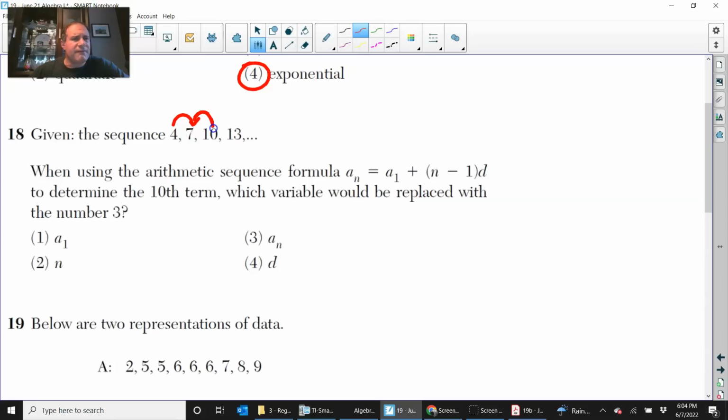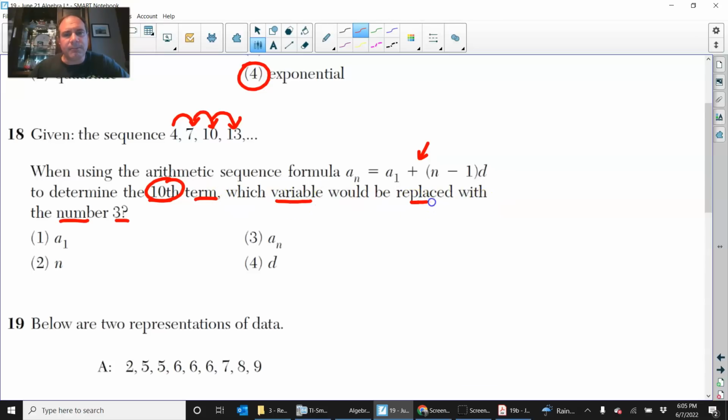This is the sequence 4, 7, 10, 13. When using the arithmetic sequence formula, this is the sequence formula. To determine the 10th term, which variable would be replaced with the number 3? As soon as I see this, I kind of shut down, right? But just remember, it's like, oh no, the 10th term, I'm going to have to go through a lot of work here. Which variable would be replaced with the number 3?